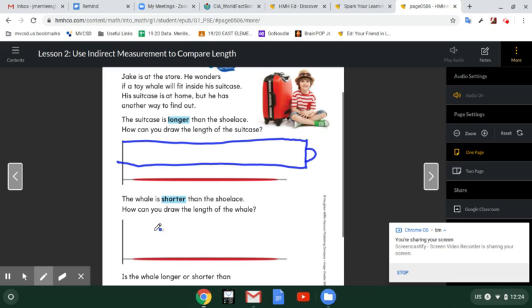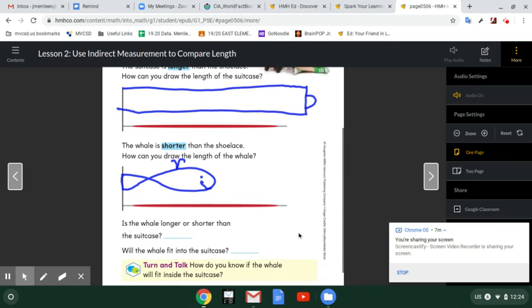The whale is shorter. So again, I need to line it up at the end. And here's my whale. I'm going to do a really quick whale here. I'll do a little spout. And my whale, the important part is my whale is shorter than the shoelace.